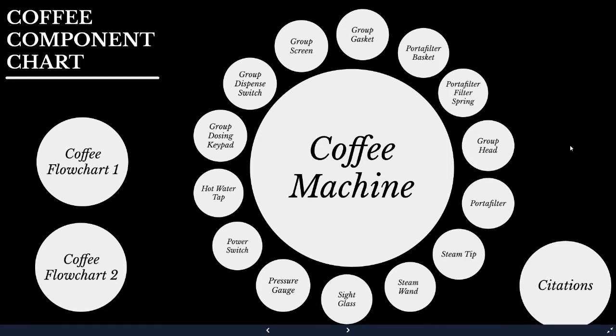And talking about the structure, here in the middle we have a big bubble which has coffee machine written in it and lots of small bubbles around it. They're basically components of the machine.